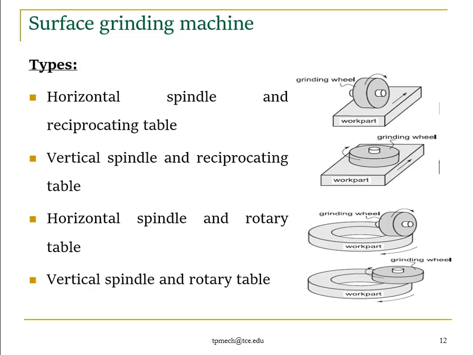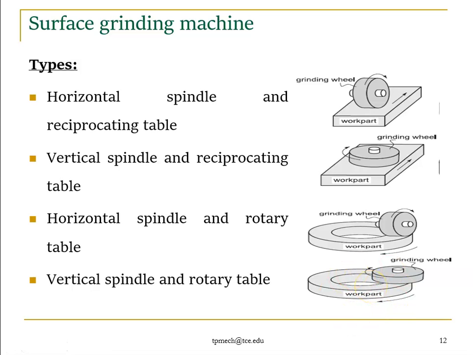For a horizontal spindle, it may be a reciprocating table or a rotary table. Similarly, for a vertical spindle, it may be a reciprocating table or a rotary table. So these are the four classifications of the surface grinding machine. This one is a horizontal spindle with reciprocating motion. This one is a vertical spindle, reciprocating motion. This one is horizontal as well as a rotating table. This one is vertical as well as a rotating table.